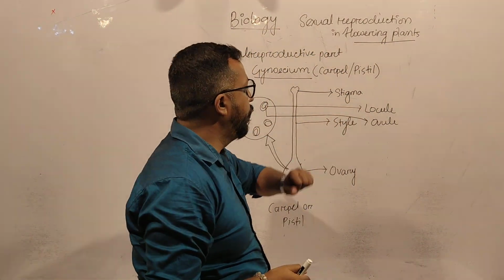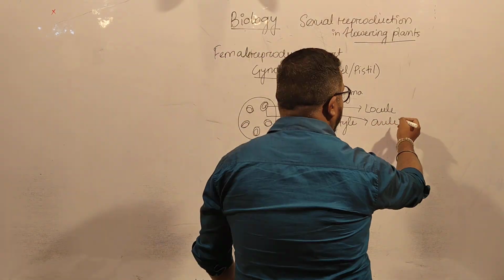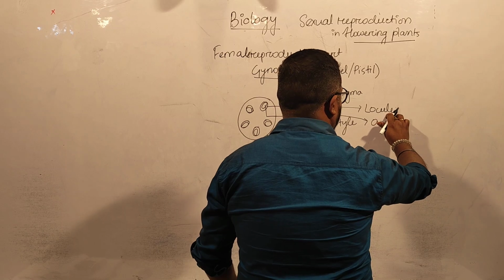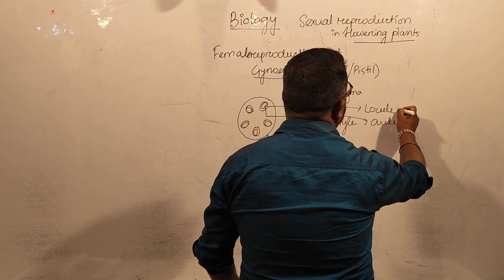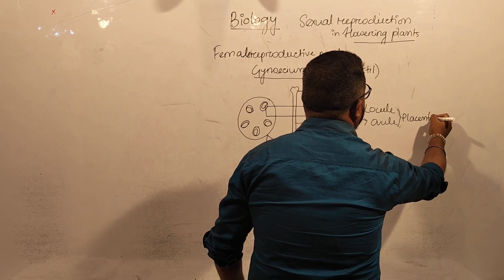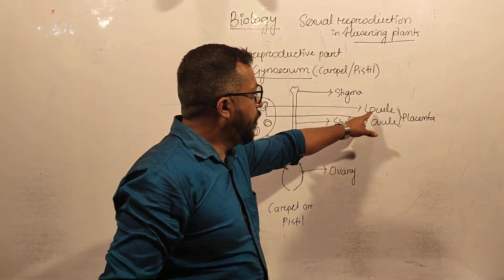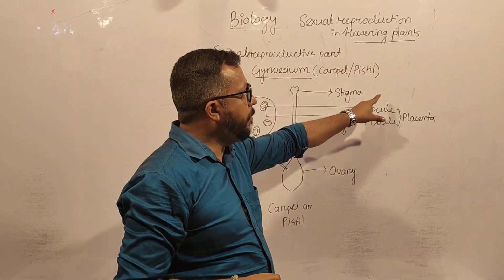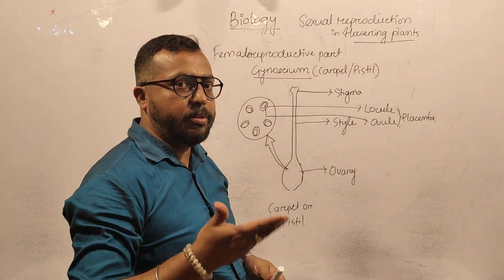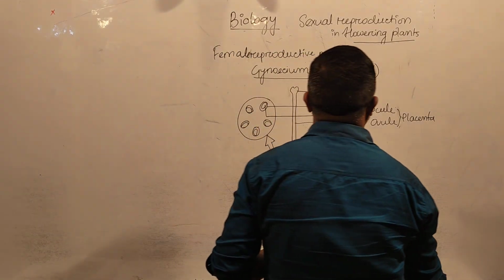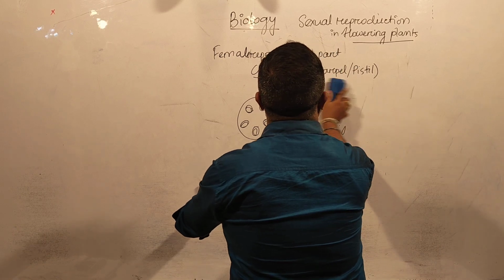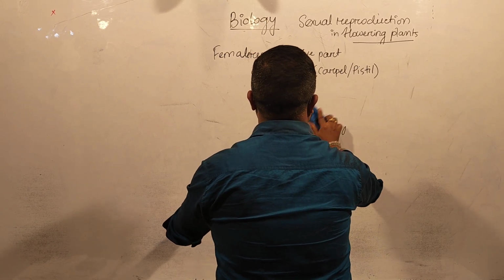Locule and ovule. The ovule is attached to the locule with the help of a structure called placenta. Now let us look at the ultrastructure, or the enlarged view, of the ovule.